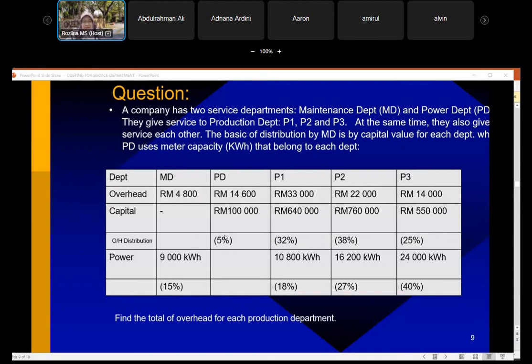So how did I get this answer? Just common sense. Okay, what is the total here? What is the total? 100. Yes, 100. Okay, how did I get this? 5%, this one 32, 38, 25. How do I get this one?